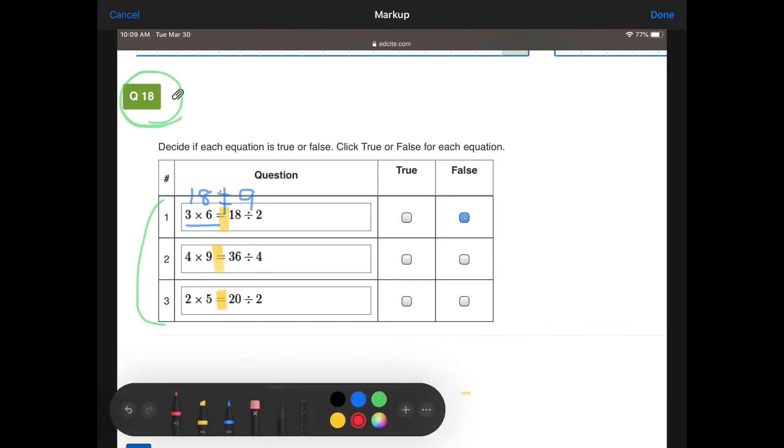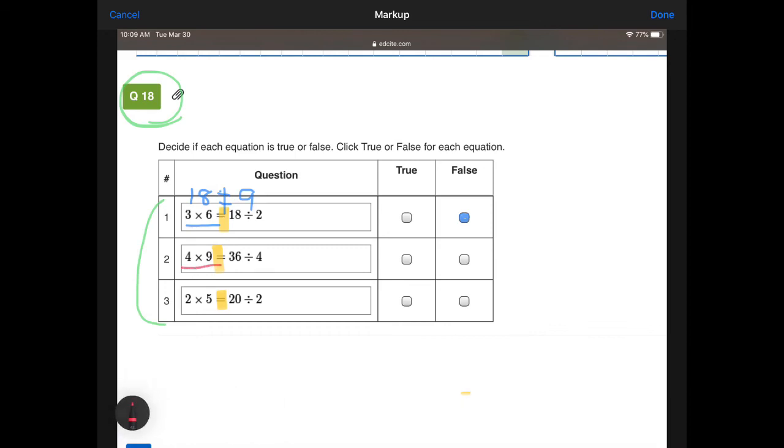It is not true. Next, we have 4 times 9 is 36. 36 divided by 4 is 9. 36 equals 9. Is that true? Are those numbers the same? No, they are not. So that would also be false.